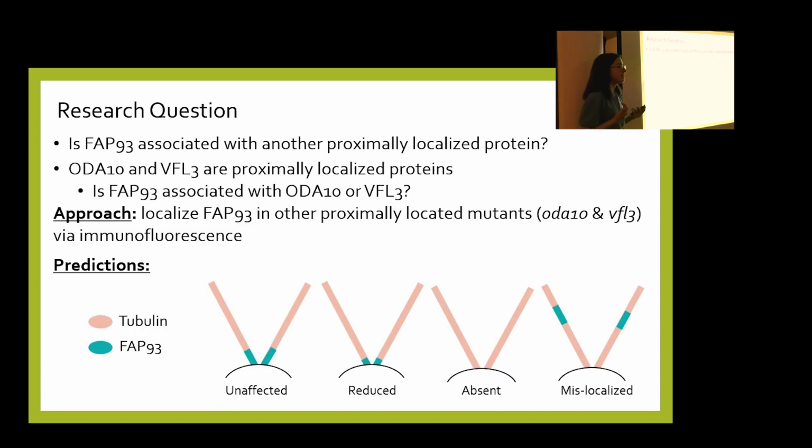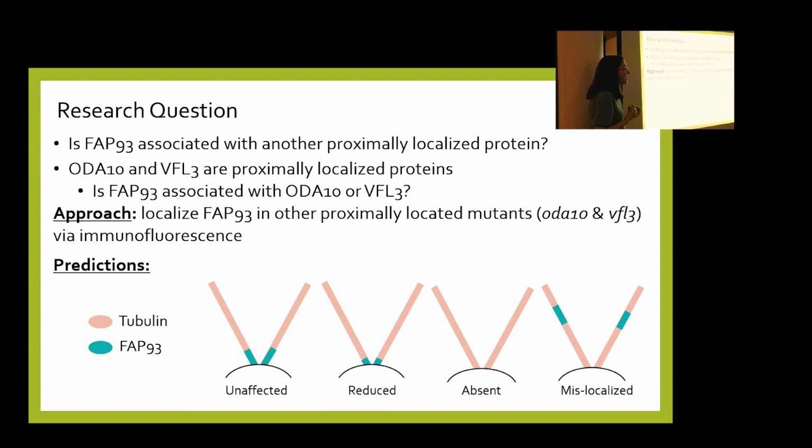And so one idea is that FAP93 could be associated with another protein that is localized to that same proximal end of the axoneme. This is because proteins that are localized to the same area at the same time can be used as circumstantial evidence for these proteins working together in some way. OTA10 and VFL3 are two proteins that are both localized to that proximal end of the axoneme, just like FAP93. And so my research question is: is FAP93 associated with OTA10 or VFL3?